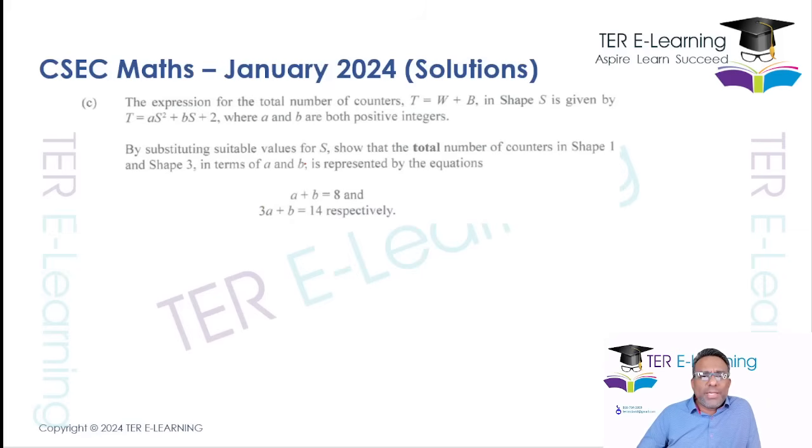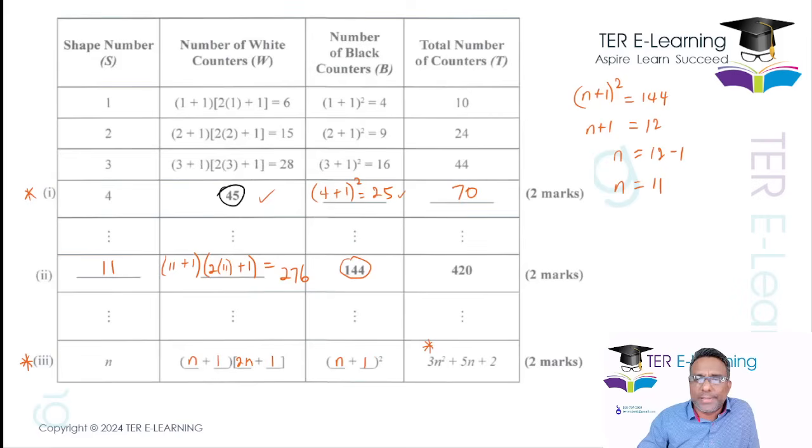Now, the expression for the total number of counters, T, is equal to W plus B, and the shape S is given by this thing here, right? Where A and B are both positive integers. By substituting the values for S, show that the total number of counters in shape 1 and shape 3 in terms of A and B is represented by this equation here. Now let's see what they are really asking me here.